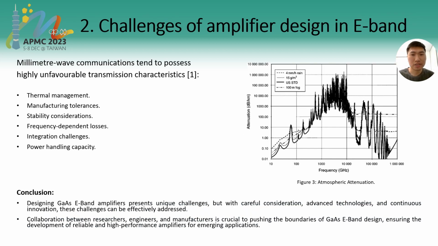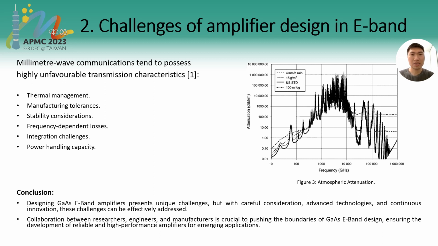So, what are the challenges of amplifier design in E-band? Millimeter wave communications tend to possess highly unfavorable transmission characteristics, like thermal management. E-band amplifiers can generate significant heat due to high frequency operation and power levels. The solution is to implement efficient heat dissipation mechanisms such as advanced thermal materials, heat sinks, or even active cooling systems.